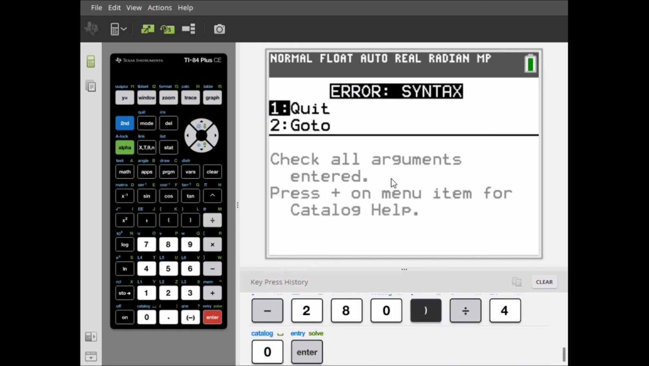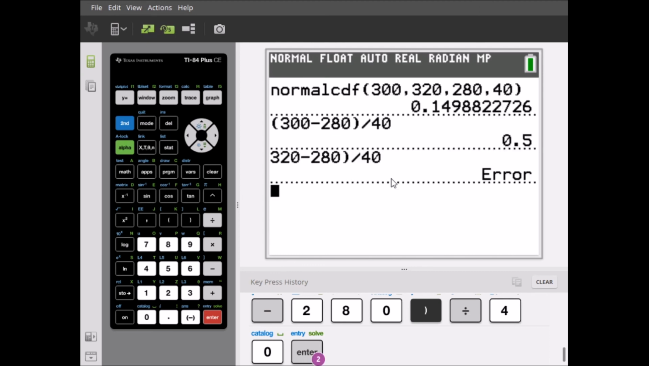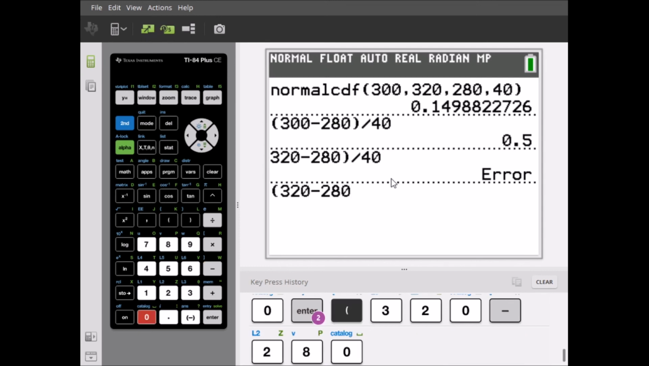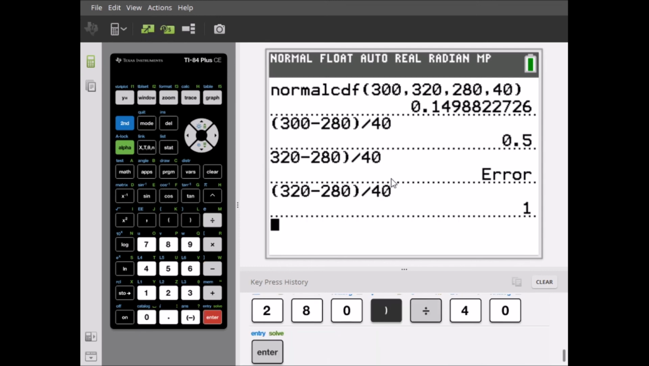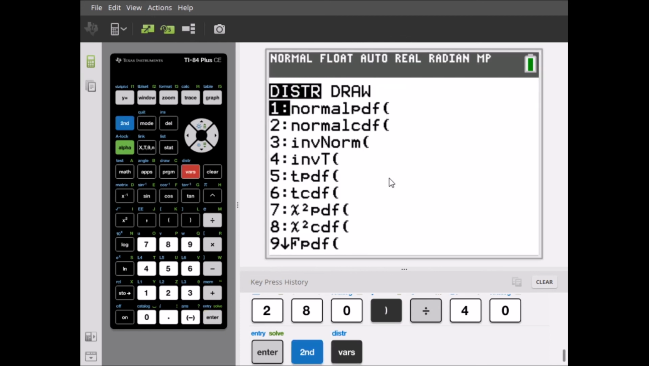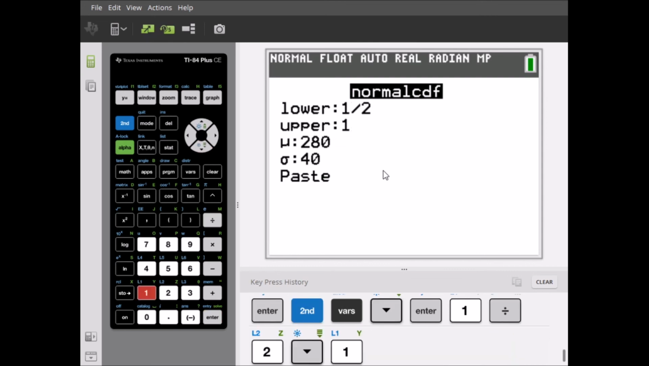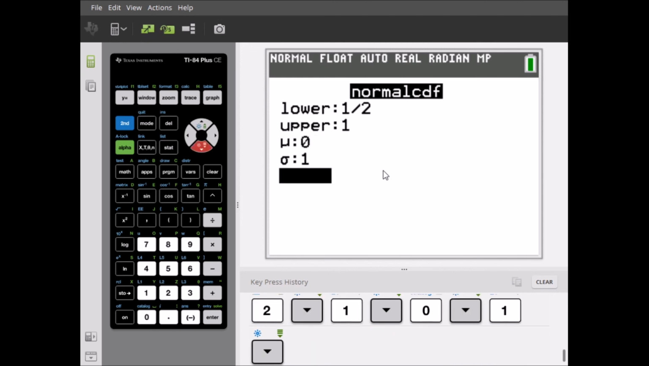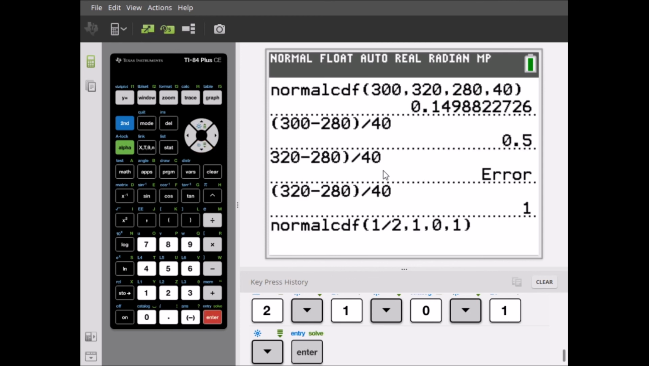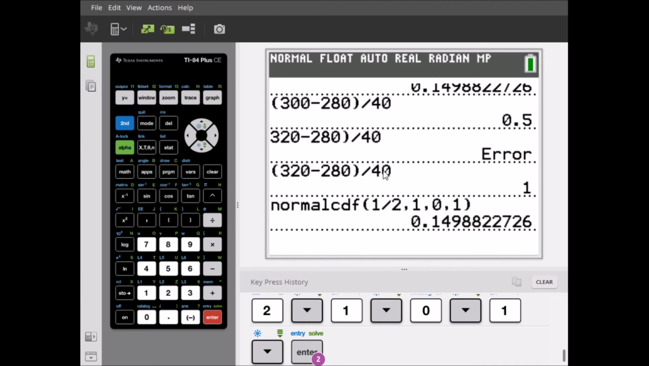That's going to give us, on the 84, we've got to put both parentheses around that, and that should give us 1. From there, if you go back to your distributions menu, and you go to NORMCDF, you can put your lower bound as 1/2, your upper bound as 1, and now we're on the standard normal curve because we converted to z-scores, so the mean will always be 0 and the standard deviation will always be 1. From there we can paste this, and we get that same probability again.